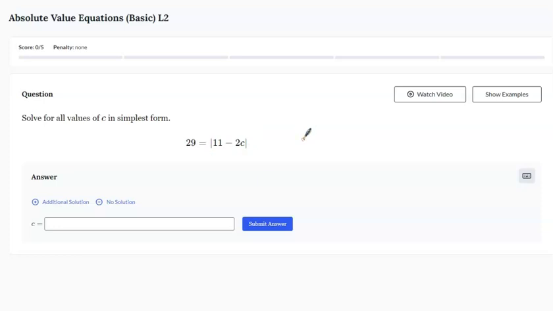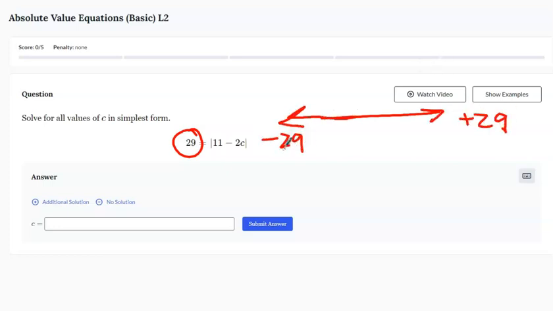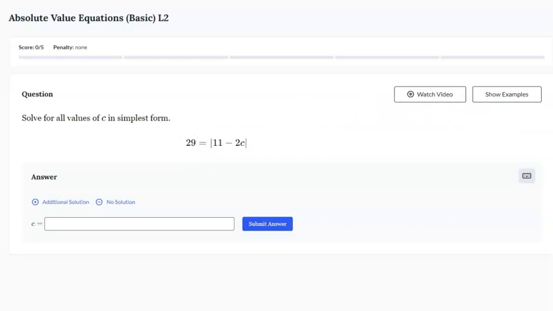Absolute values are a number's location from 0. So if we're telling you that a number is 29 spaces from 0, it can either be located at positive 29 or it can be located at negative 29. Since there are two separate possible locations, then we're going to write two separate equations here. One that has a positive 29 answer and the other which has a negative 29 answer. And when you write the absolute value expression, you're going to remove the absolute value bars.